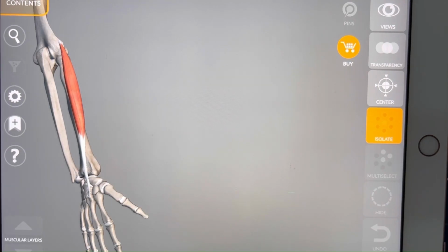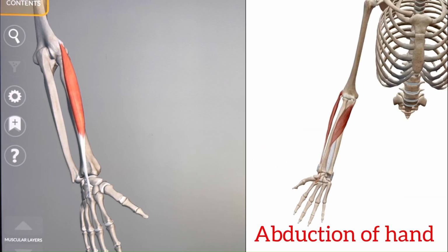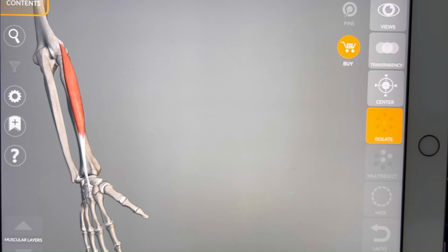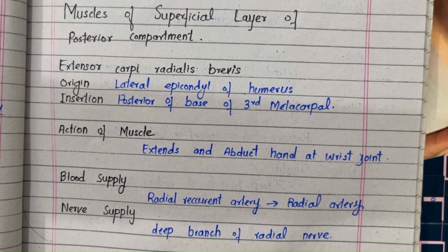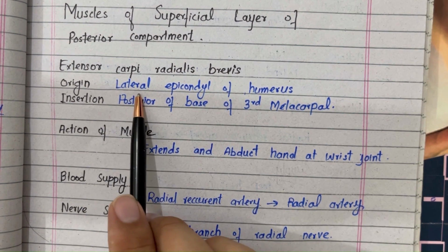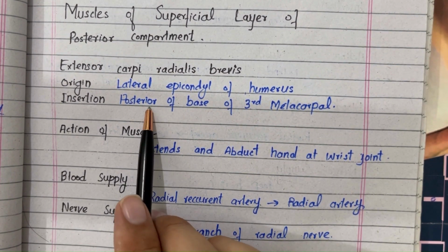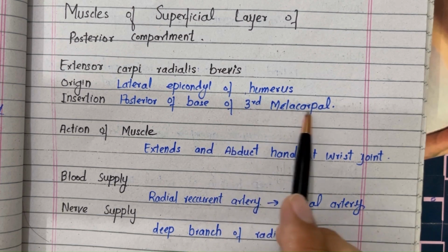Now moving toward the action of the extensor carpi radialis brevis muscle. This muscle plays an important role in the extension and abduction of the hand at the wrist joint. Now students, as we have discussed the anatomy of the extensor carpi radialis brevis muscle, here we will overview this muscle. It originates from the lateral epicondyle of the humerus and inserts into the posterior surface of the base of the third metacarpal bone.